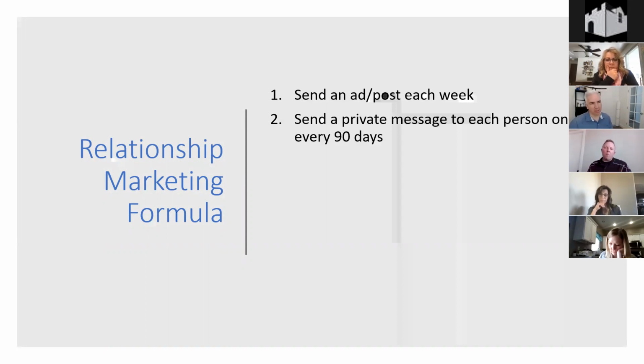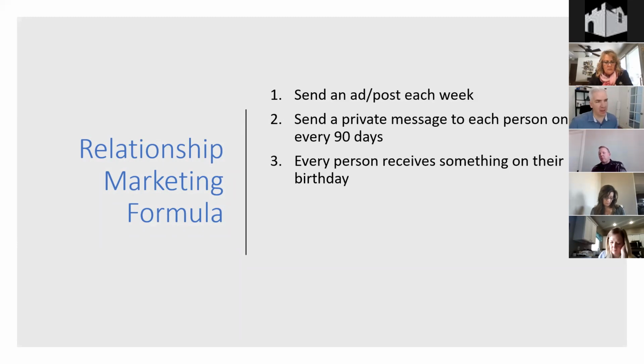The second piece of the formula is, again, this is all about relationships. So I highly recommend connecting with people. Send them a private message a couple times a year. So 3-4 times a year, send people a private message and just connect. I'm going to go through each one of these as an example, and I'll talk more about it. Third thing is, we want to make sure people receive something on their birthday. So you just want to make sure that you're there for that special day of the year.